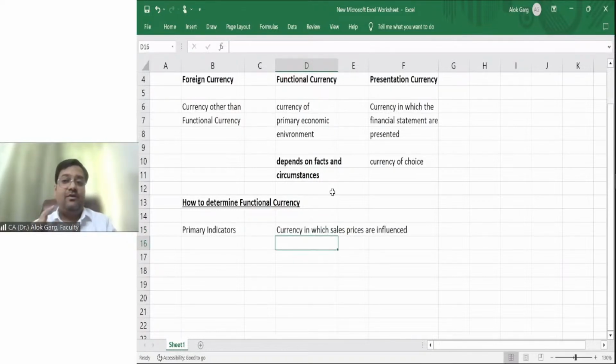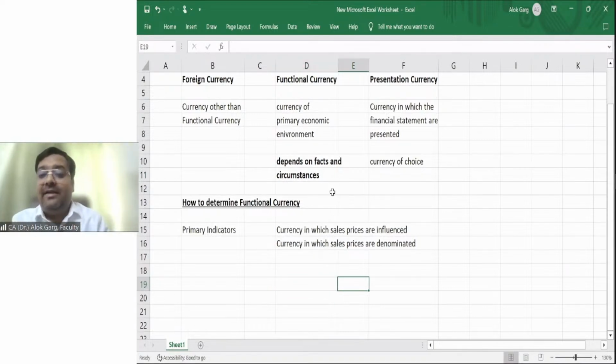Second, you said influence. Sir, if it is given, then it is okay. If it is not given, then you need to see the currency in which sales prices are denominated. Okay, sir, the question is silent about influence. Then you need to see in which currency sales prices are denominated, right?